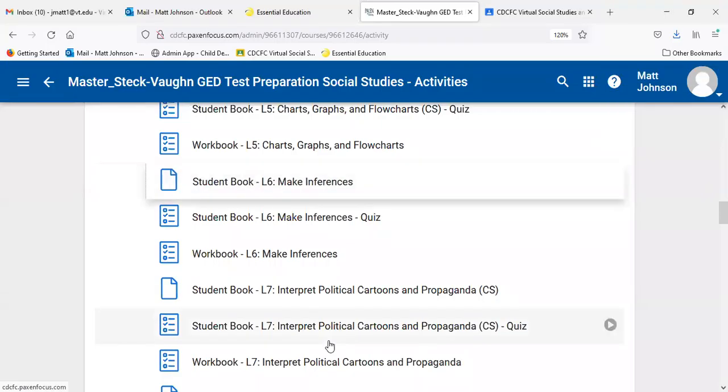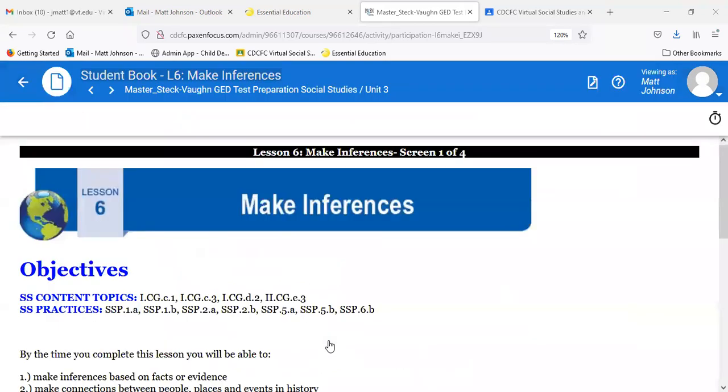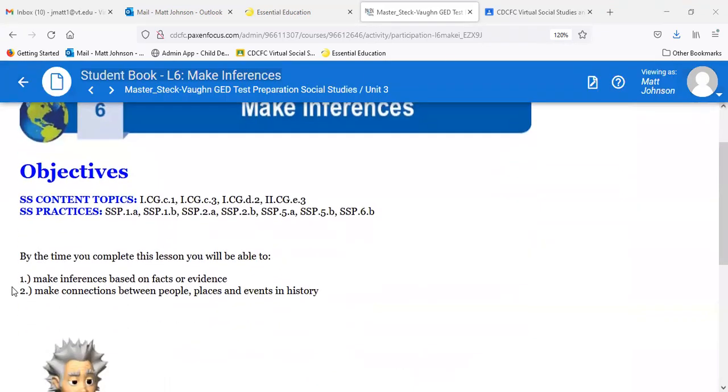All right, and let's take a look here. So today we've looked at inferences before in language arts, and by the time we finish here, we'll be able to make inferences based on facts or evidence, and make connections between people, places, and events in history.